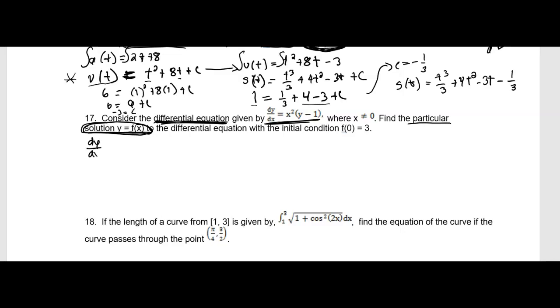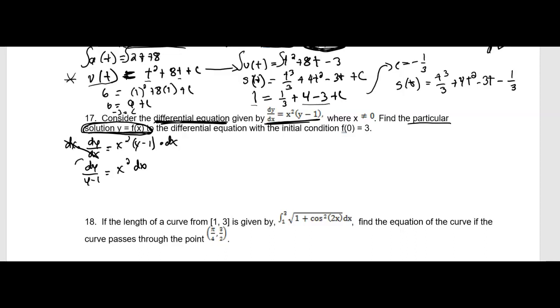Where this one's a little different than number 16, these are the ones where you have the same or different variables on the same side. We need all of the y's on the left, all of the x's on the right. So we first want to separate our variables. We do that by dividing the y over. What that leaves us with is dy over y minus 1, and then that would equal x squared times dx.